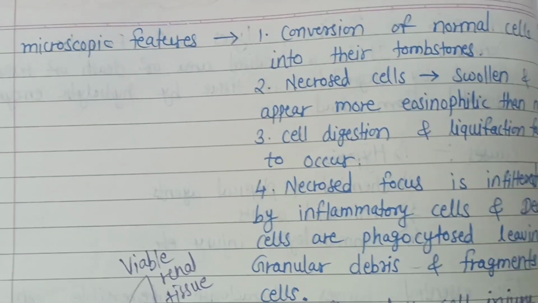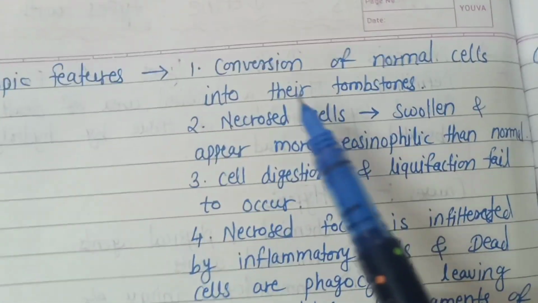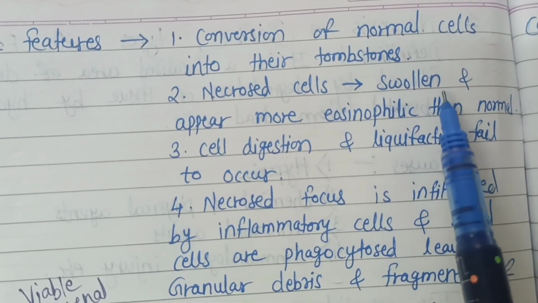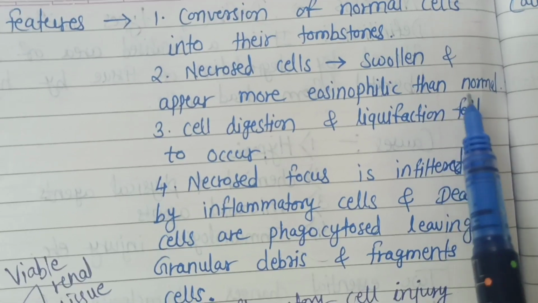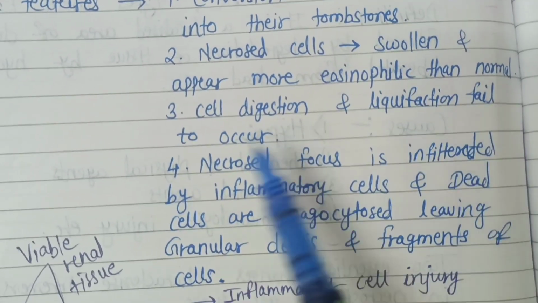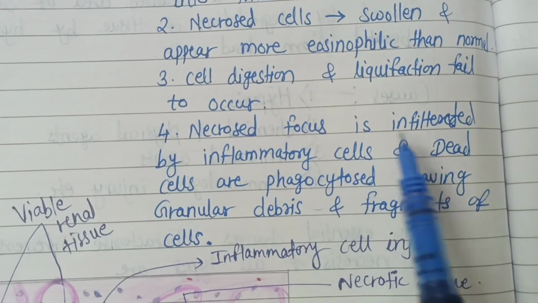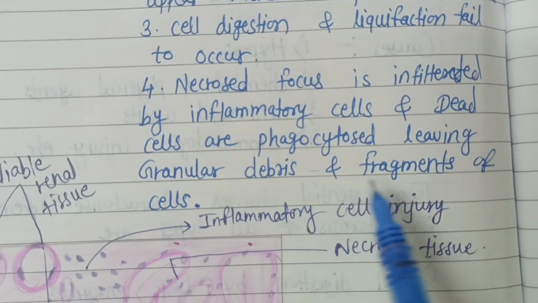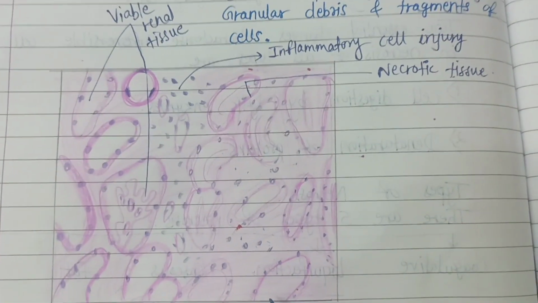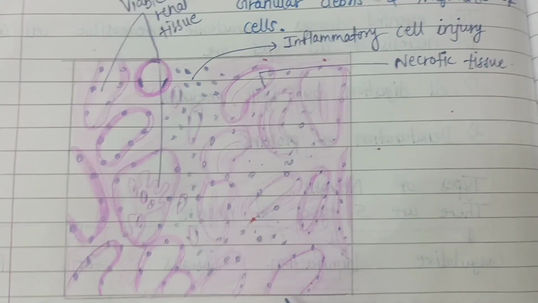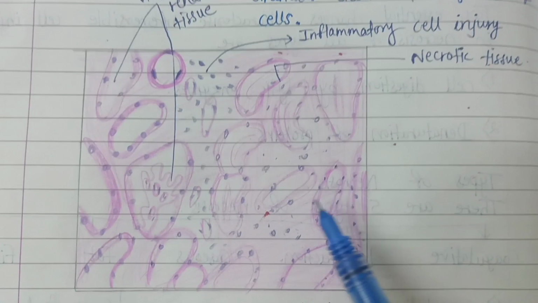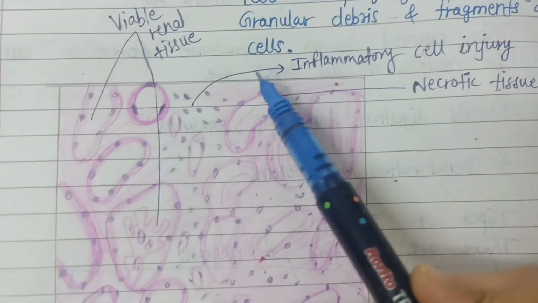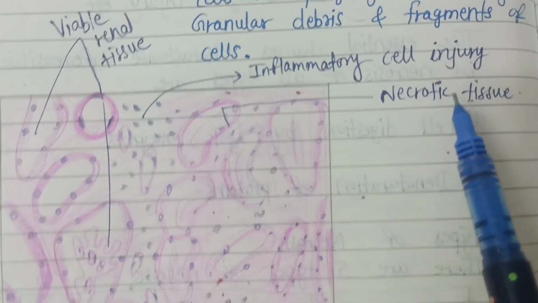Now let's see the microscopic features of coagulative necrosis. First, conversion of normal cells into their tombstones. Second, necrosed cells become swollen and appear more eosinophilic than normal. Third, cell digestion and liquefaction fail to occur. Fourth, the necrosed focus is infiltrated by inflammatory cells and dead cells are phagocytosed, leaving granular debris and fragments of cells. And we have to draw the diagram of each necrosis with H&E pencil. So this is the diagram of coagulative necrosis. We have to show viable renal tissue, inflammatory cell injury, and necrotic tissue.